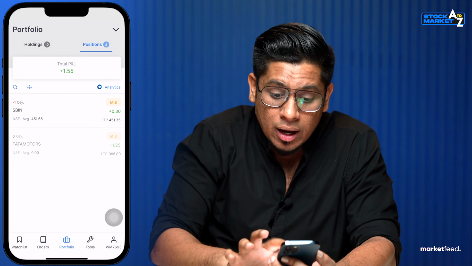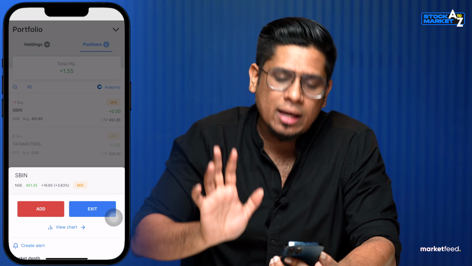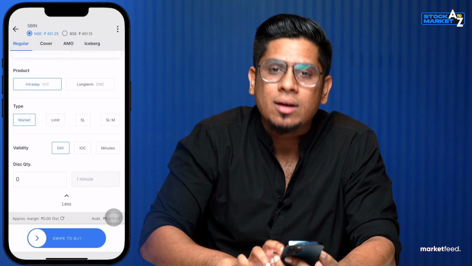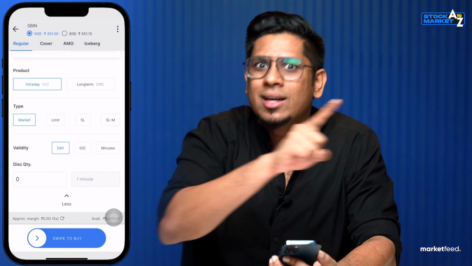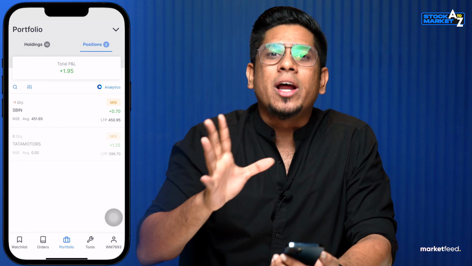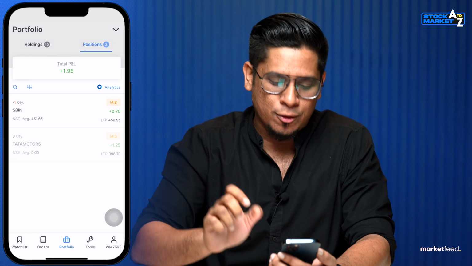Now, if I like the profit here, I can just click on this and click on exit, right? I can click on exit. Market itself, I can exit. I can swipe to buy, buying to square off a short sell, right? I can exit this. But being an intelligent trader, what should I do? I should set a stop loss and a target for this, right?